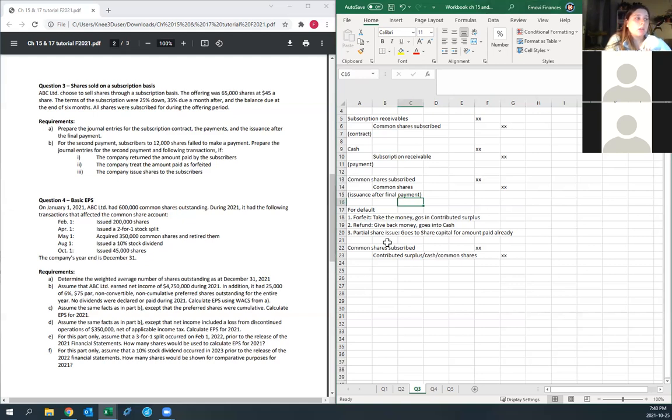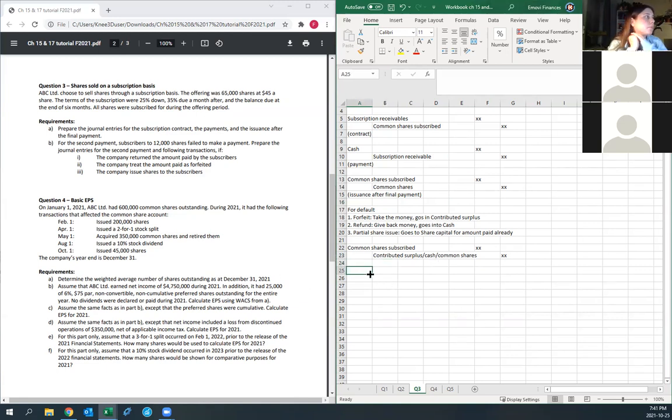And then they might also do a partial share issue. So whatever amount of money they paid, they're going to issue shares for that amount. So normally what happens for a default, you debit your common shares subscribed account for the amount that they paid. And then depending on the situation, you credit your contributed surplus, cash, or common shares.